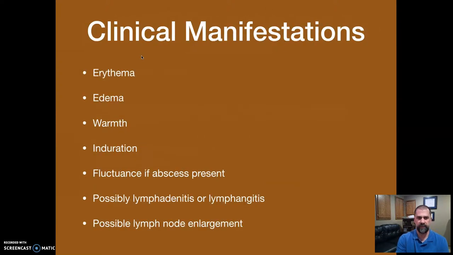So the clinical manifestations are pretty easy to pick up. So you'll see the skin being erythematous, warm to the touch, edematous or indurated, if not both. You may feel fluctuance if there's an abscess present. Sometimes you can see other findings such as lymphadenitis or lymphangitis as well. And then you can see lymph node enlargement without the inflammation aspect.